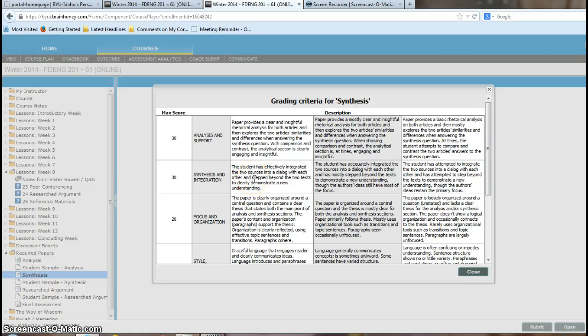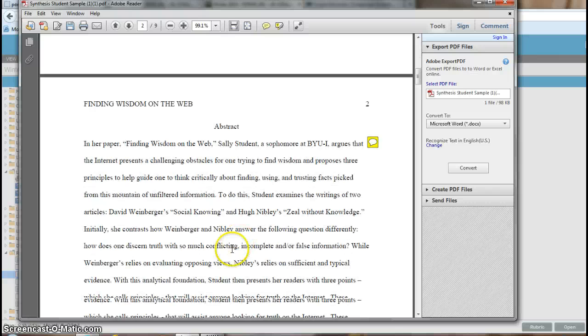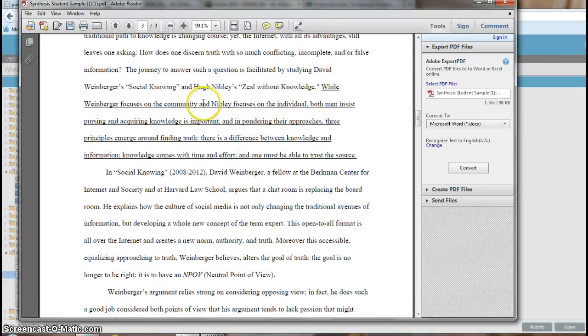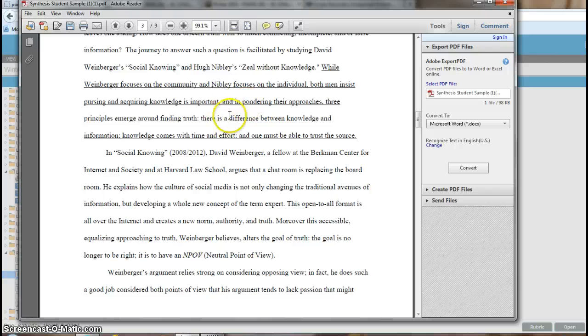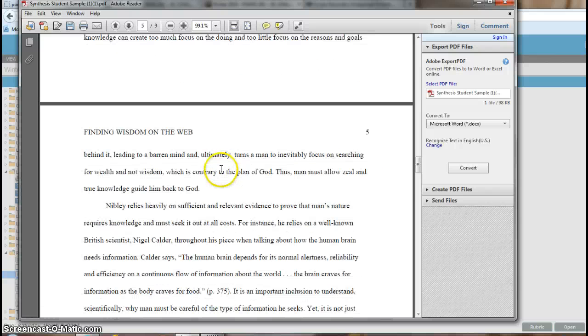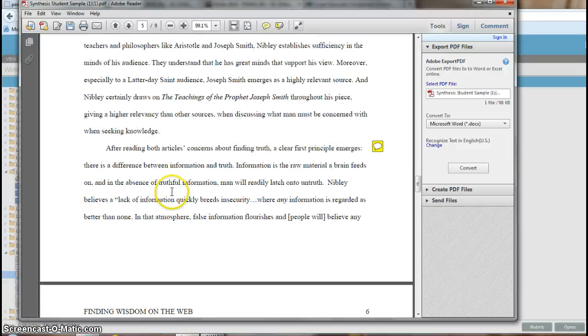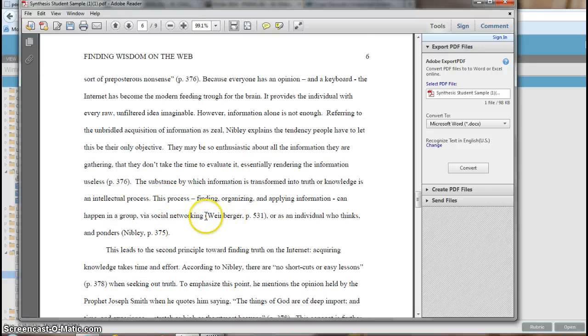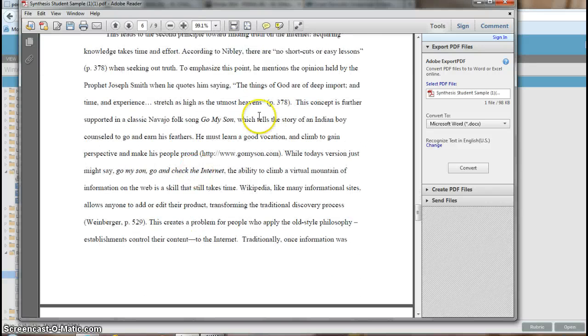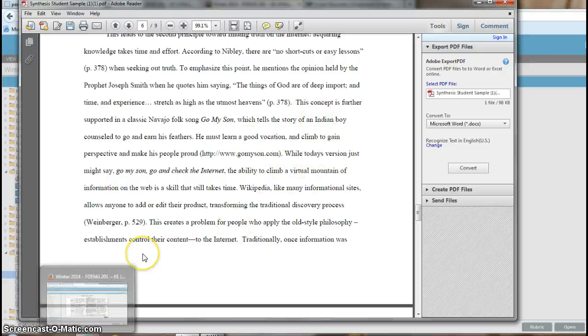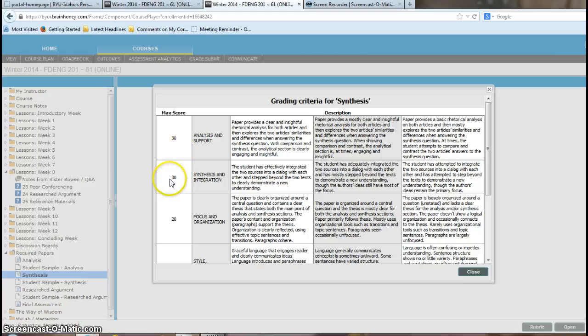Synthesis and integration. The student has effectively integrated the two sources into a dialogue with each other and steps beyond the two texts to clearly demonstrate a new understanding. Absolutely. You can see that when you look at the student's thesis right here, showing that the student has examined these two texts and come to an ultimate answer. And when you look at the synthesis section, look at this transition: "After reading both articles' concerns about finding truth, a clear first principle emerges." And even though this first paragraph talks mostly about Nibley, it does insert a little comment from Weinberger, and the rest of the essays do the same, using both of the articles to reach a new understanding. So again, a full 30 here.